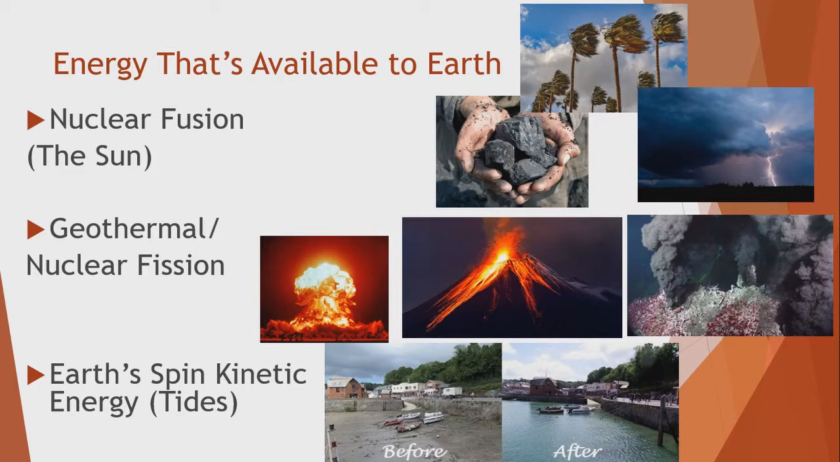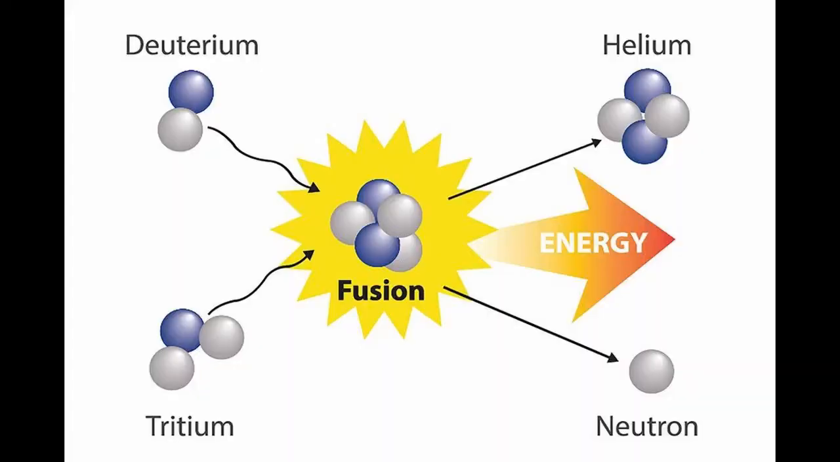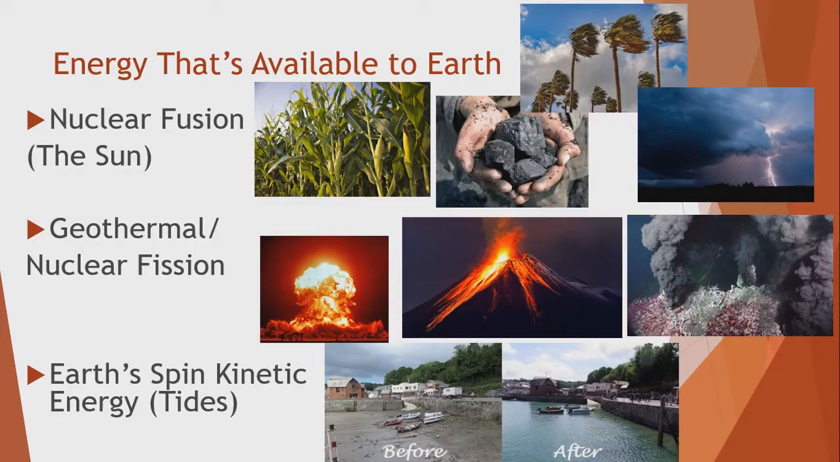And actually, there are only really three types of energy that are available to Earth ultimately. The first of these is nuclear fusion, which is basically what the sun runs off of. I'm not going to get into too much detail on the different types of nuclear reactions right now, but if you jam atoms together, that's called nuclear fusion, and it can release energy, heat, and light, and that's what the sun's doing. The sun powers all life at the surface of the Earth, which depends on sunlight for its energy through photosynthesis and cellular respiration.